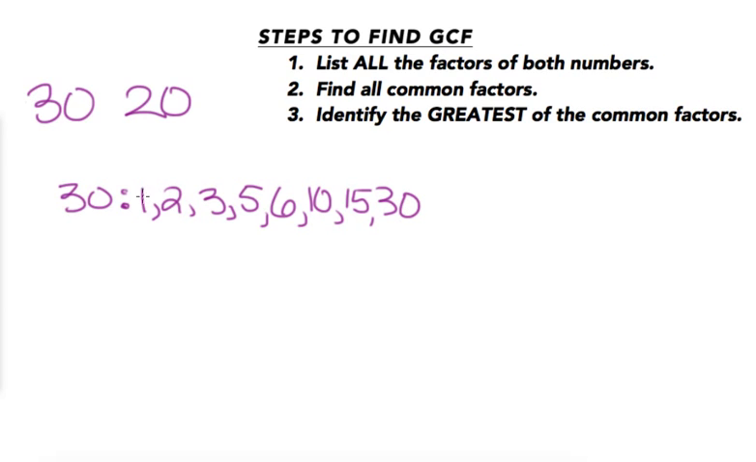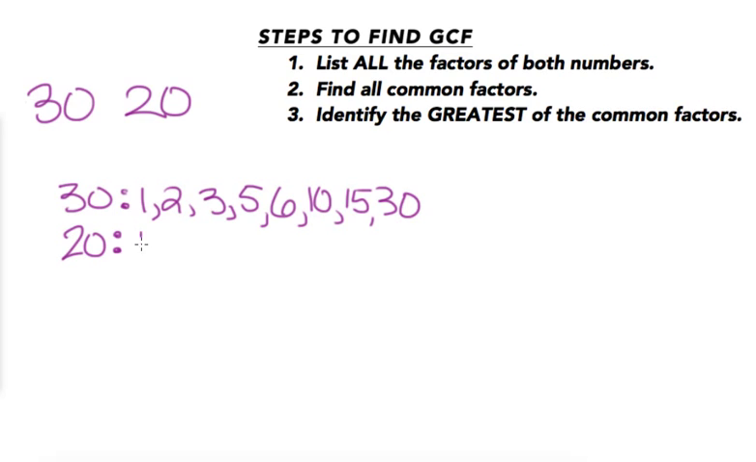You could have also started with 1 times 30, 2 times 15, 3 times 10, 5 times 6. However you do it, make sure you're finding all the factors of a number. It's really important because if you skip some factors and that happens to be the GCF, you're out of luck and you might not find the correct greatest common factor. So let's go through and find the factors of 20 and be careful to remember them all.